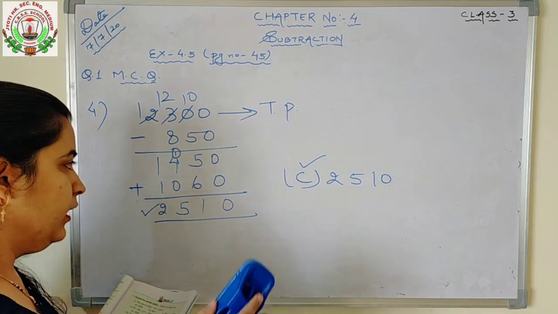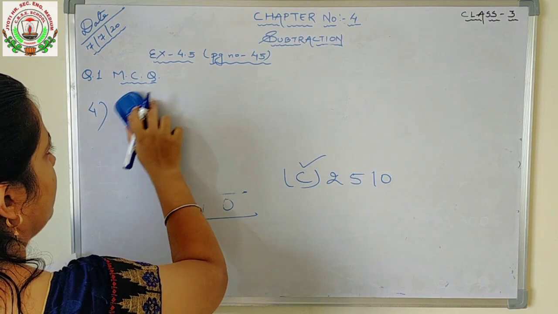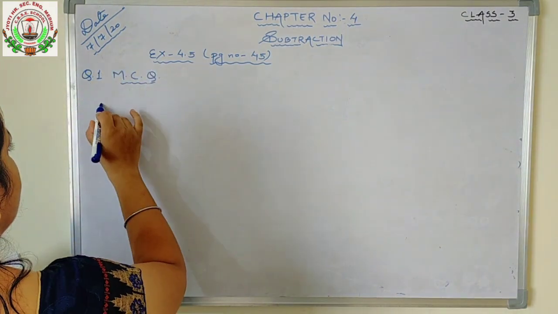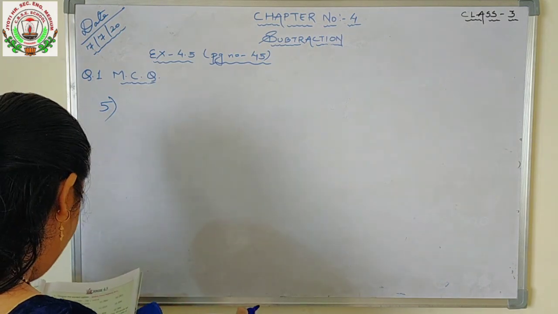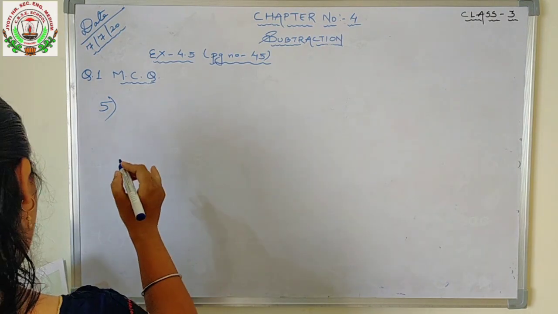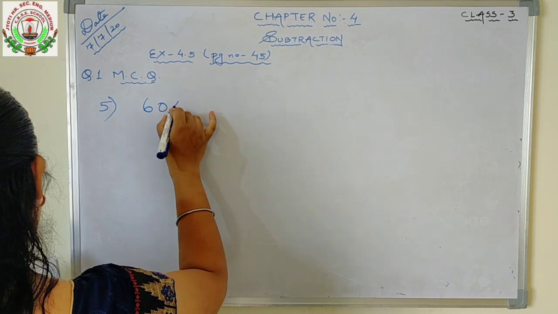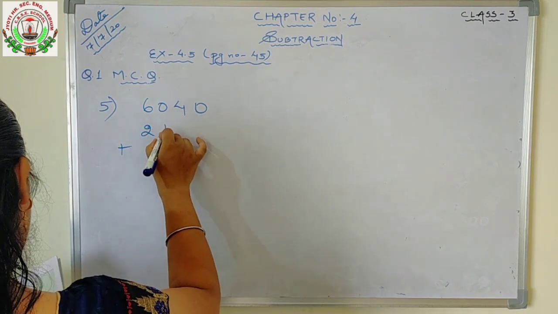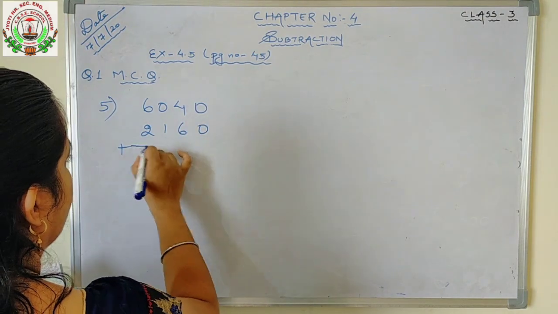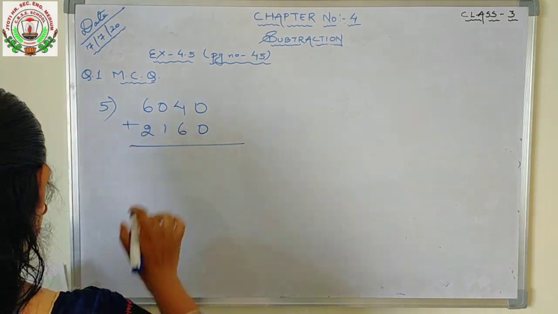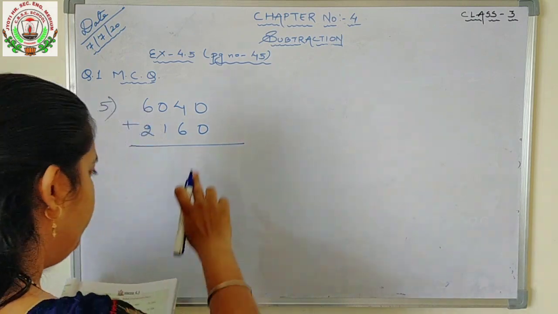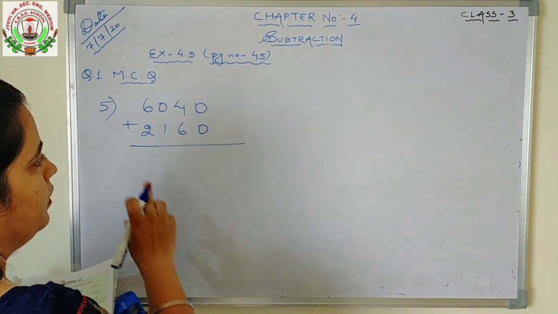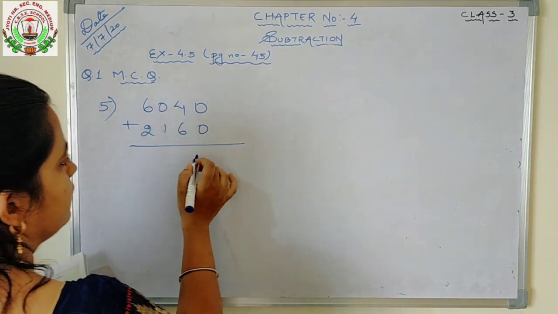Now number 5. What is question number 5? Number 5 is on subtracting the sum of, we have to find the sum of this number 6040 plus 2160. What we have to do is subtract the sum of these two numbers from the greatest 4-digit number. First we have to add this. Okay, find the sum of this.